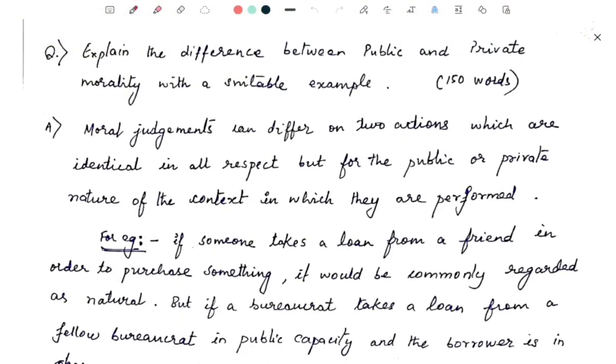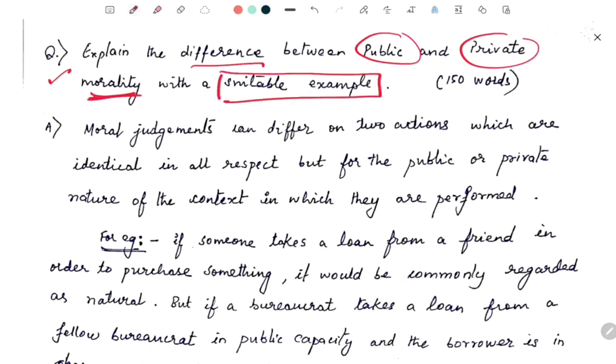Everyone. Today in our Mains Samadhaan we will be having a GS4 question, that is from ethics. So the question is, explain the difference between public and private morality with a suitable example. So the question is about, we have to differentiate between what is public morality and what is private morality, and then we have to give each an example.